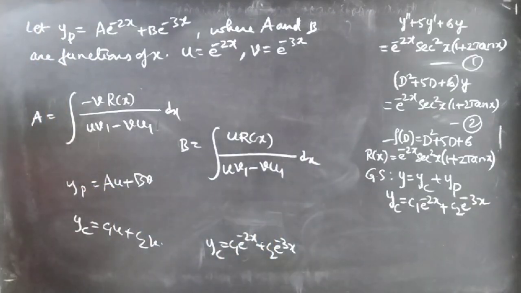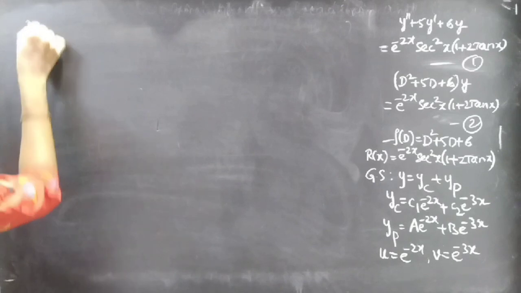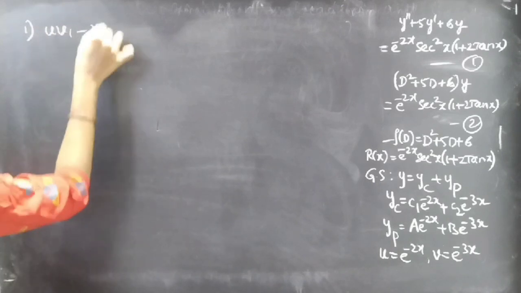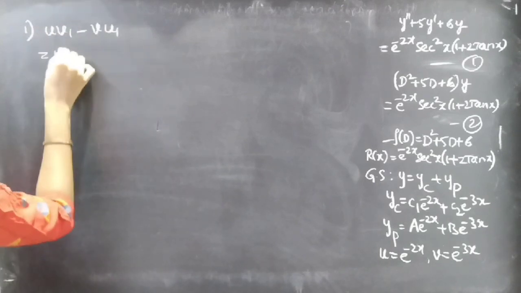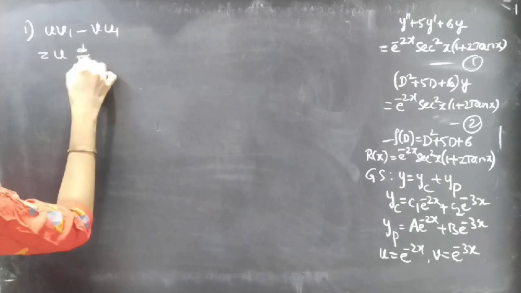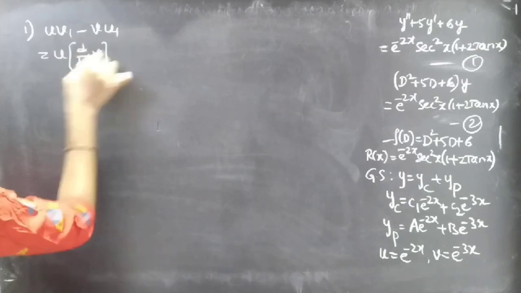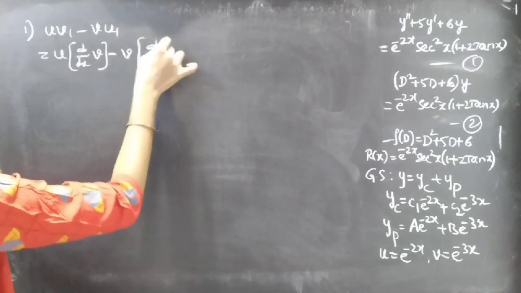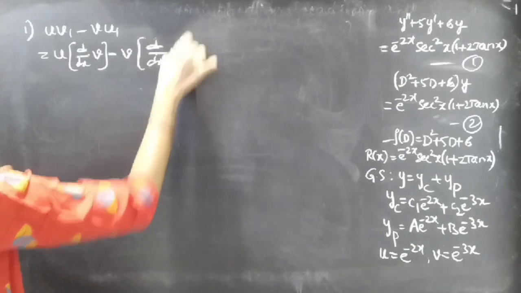Notice we have u v1 minus v u1 in both the formulas, so let's begin with u v1 minus v u1, and later we'll find a, b and yp, and finally we'll write the general solution using y equal to yc plus yp. Here v1 is nothing but the derivative of v with respect to x, and u1 is nothing but the derivative of u with respect to x.